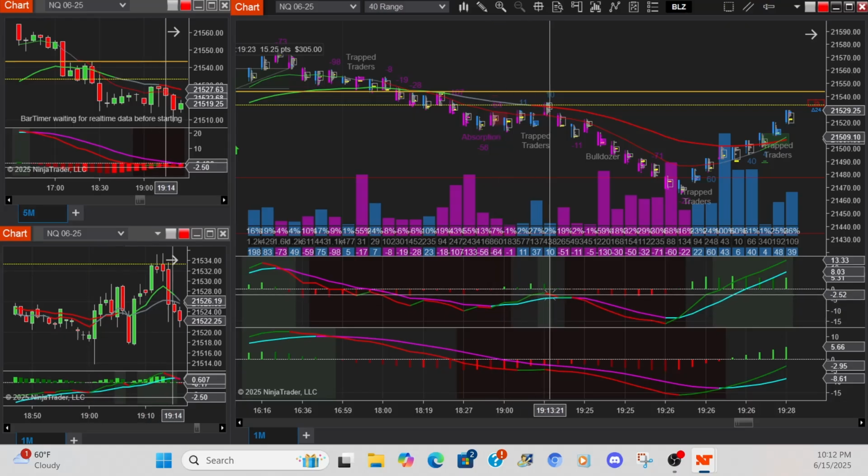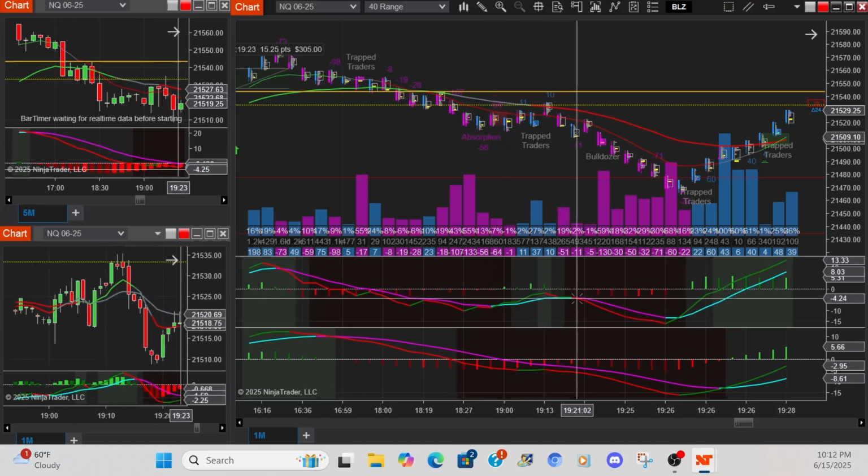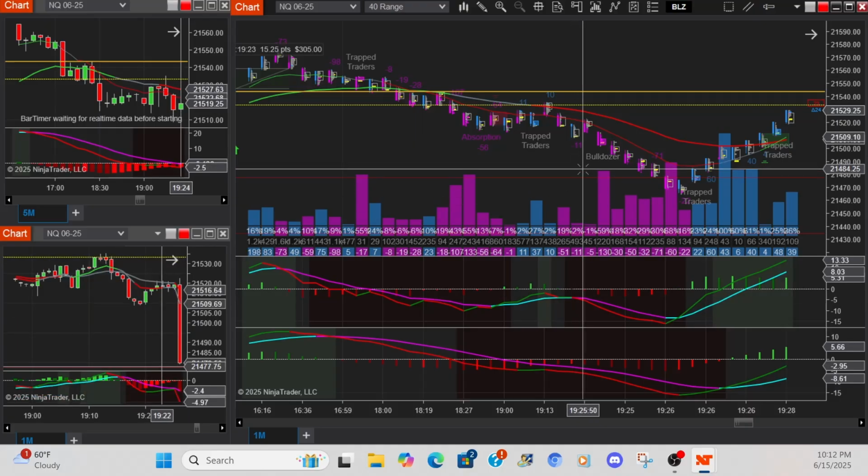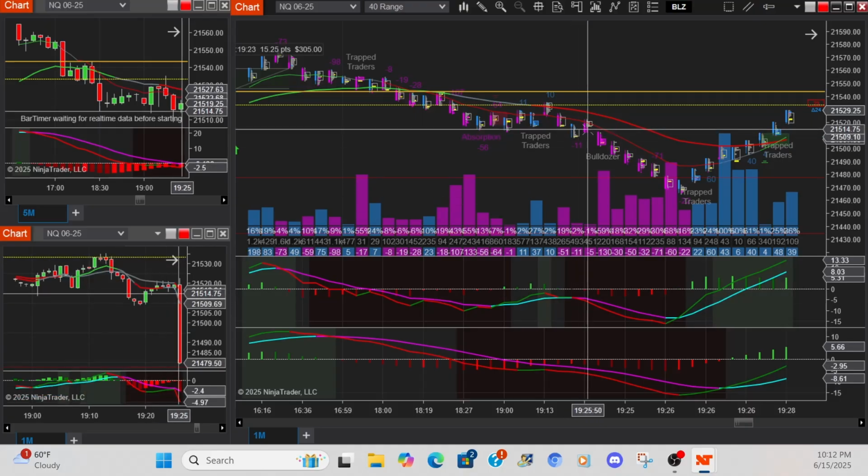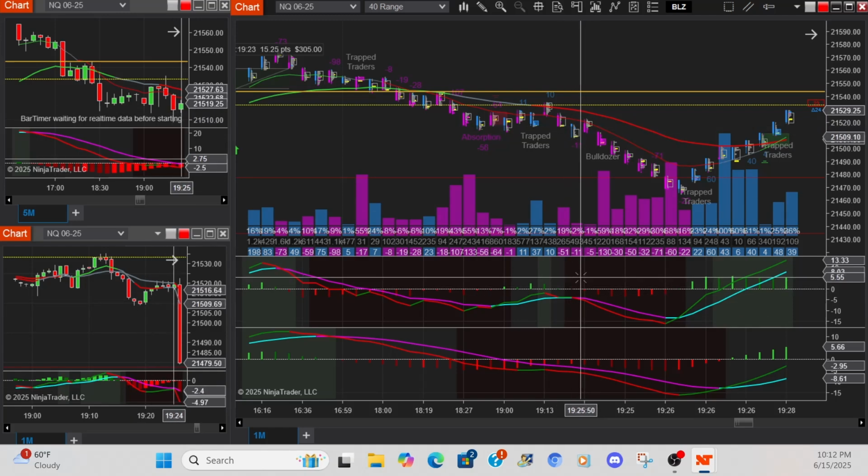We got our pullback on the fast. As this crosses back down, there's your price action, letting you know the price is going back to the downside. Everything is aligned on the 5 minute. We have everything showing here.